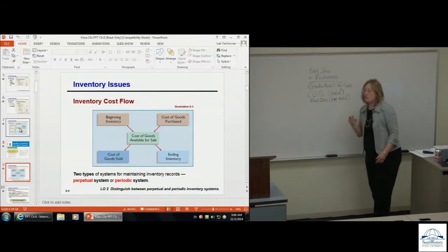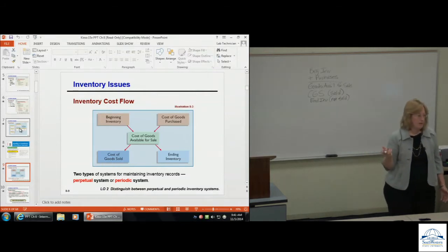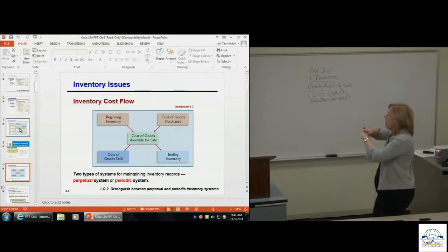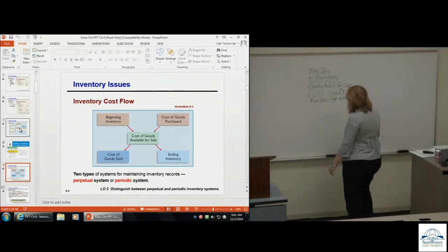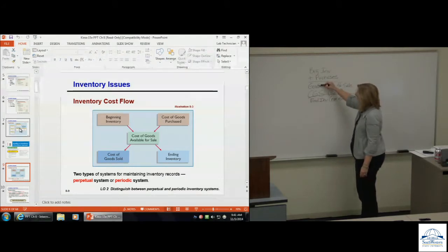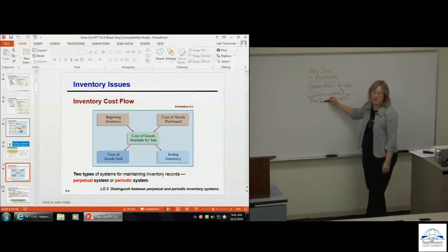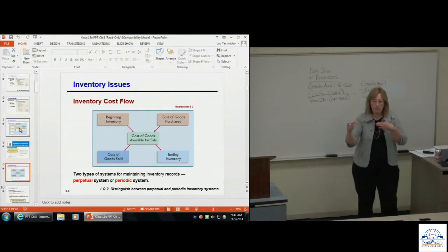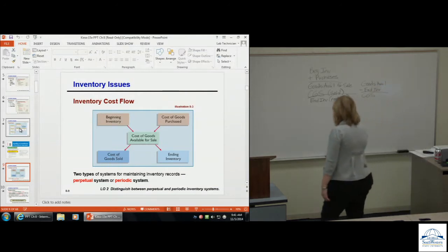All right, so here's our formula. You see the formula now, Jeremy? You got it? Those two things at the top added together equals goods available for sale, and we could take the goods available for sale minus cost of goods sold equals ending inventory. Now, the other thing we could do is we could say goods available minus ending inventory equals cost of goods sold. Okay, do you see how that would work either way?